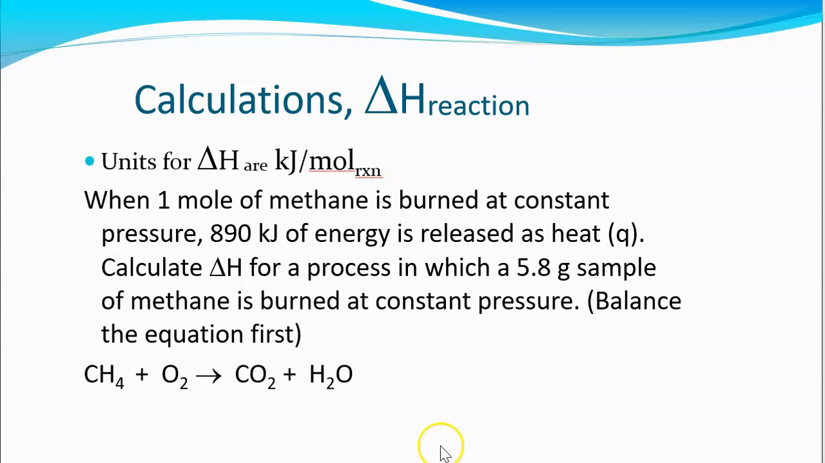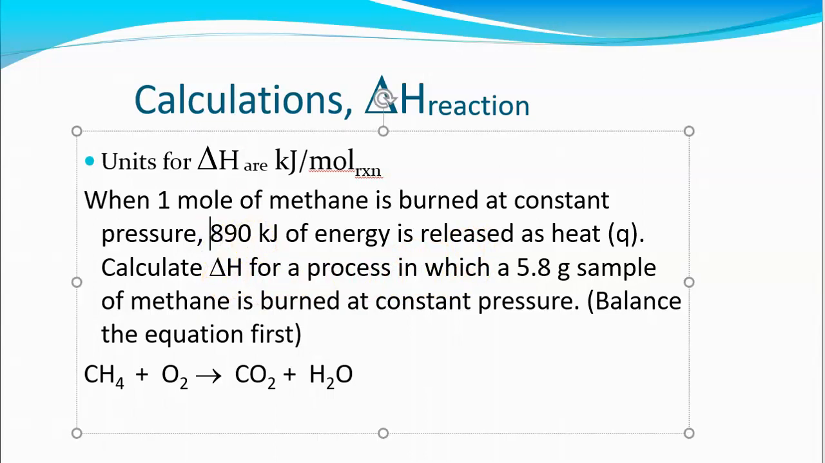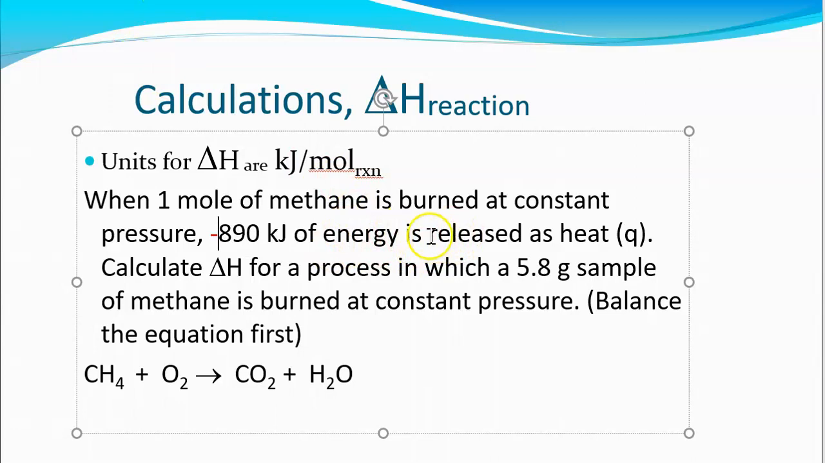When 1 mole of methane is burned at constant pressure, 890 kilojoules of energy is released as heat. So energy is being released. That means this is exothermic, and delta H should be negative. So really, we could actually say that this is minus 890 kilojoules. That's kind of put in there in the released as heat. So it says to calculate delta H for a process in which a 5.8 gram sample of methane is burned. And we need to balance the equation first.